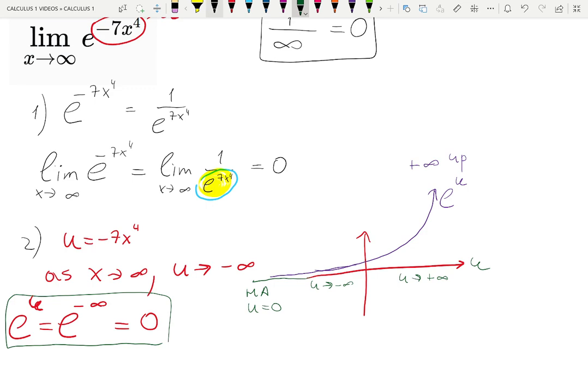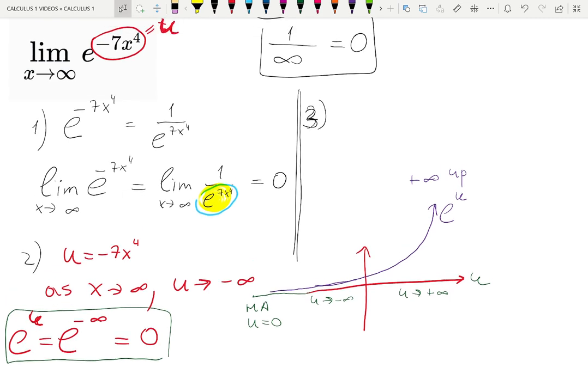And another way is called numerical sense. Let's just plug numbers and see the pattern. It's kind of the least reliable method, but it works fine if you really understand what is happening. What is e to the negative 7 times, let's say, 100 raised to the 4? Plug it in your calculator. Is this number big or small? Then you will see that it is small.